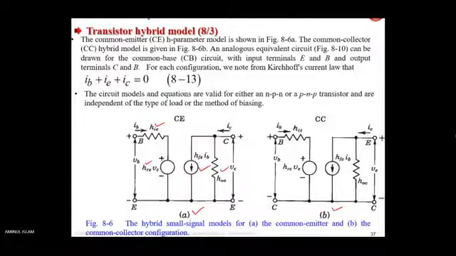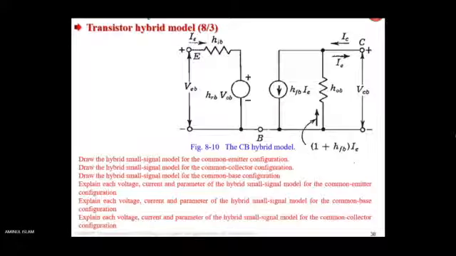So this is the voltage generator HRE into VC. This is the output voltage. Remember, the voltage here at the output node. And the same thing is here for the common collector configuration. And another will be the common base hybrid model.